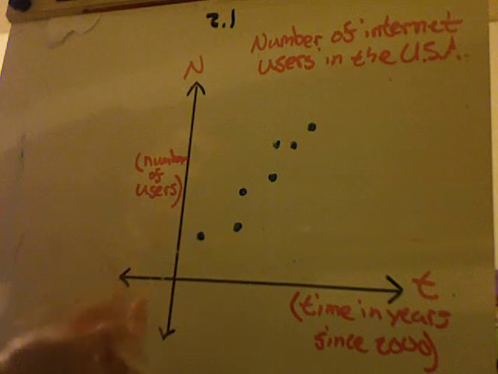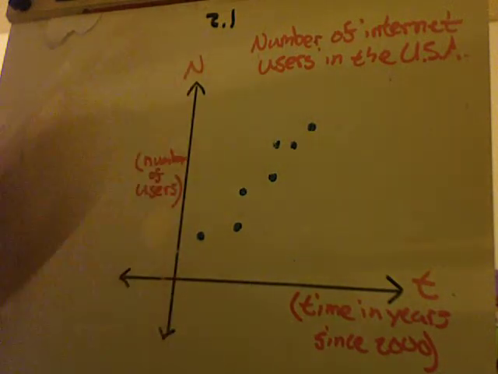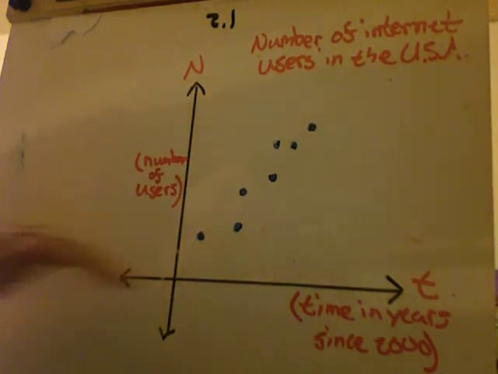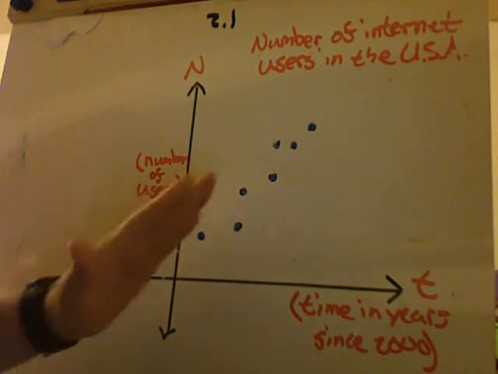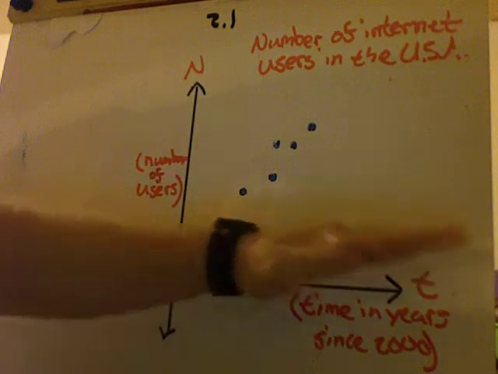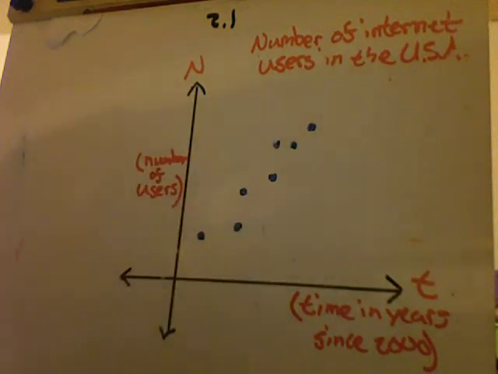Okay. In the vertical direction, we have n, number of users. Okay? And we're talking about number of internet users in the US. So what we see here is we can see an increase as time goes on in the number of users. Notice I don't have any numbers here, and that's because I'm just trying to show a representation of what we're doing, and we don't really need any numbers.